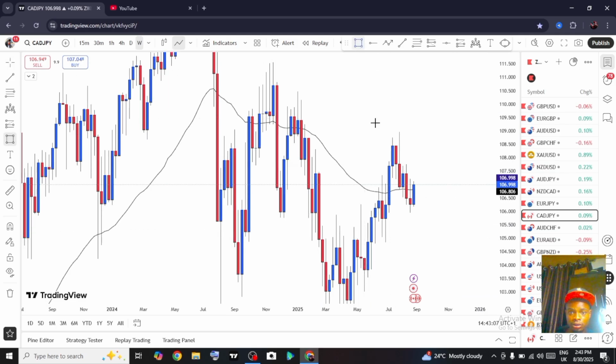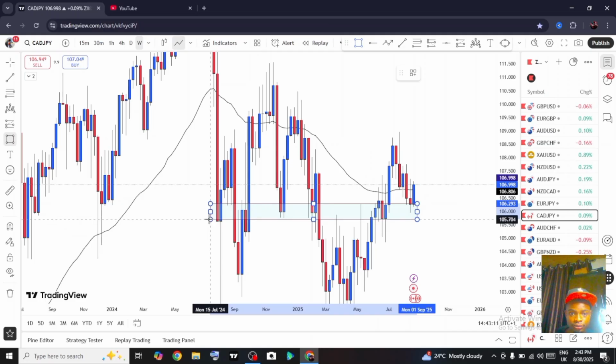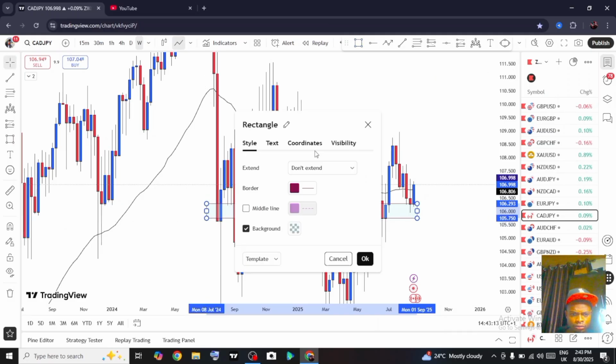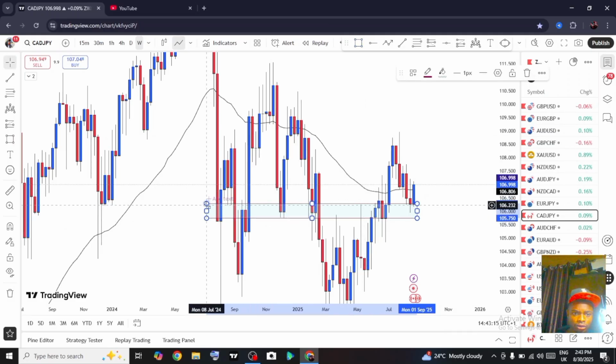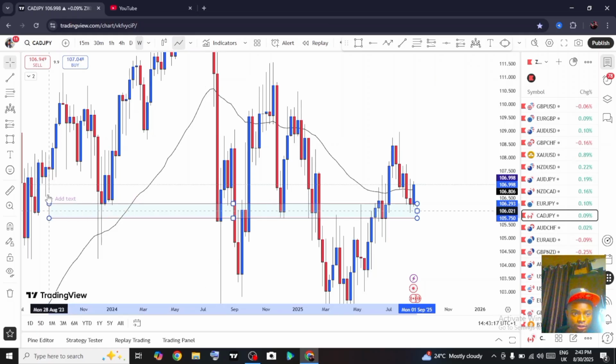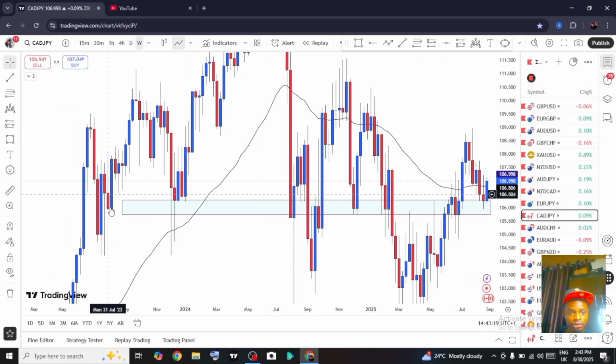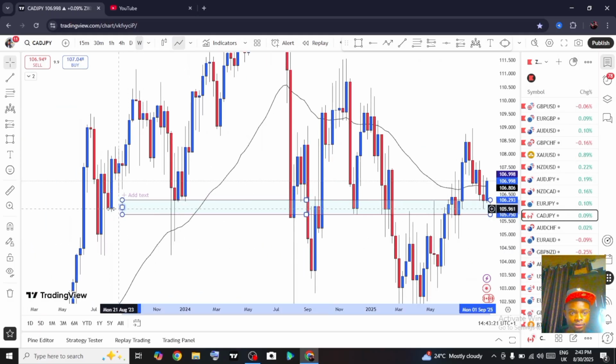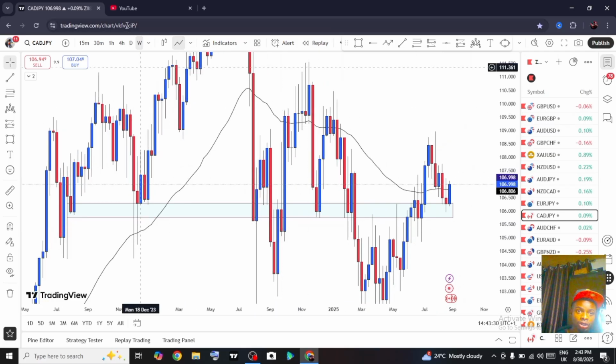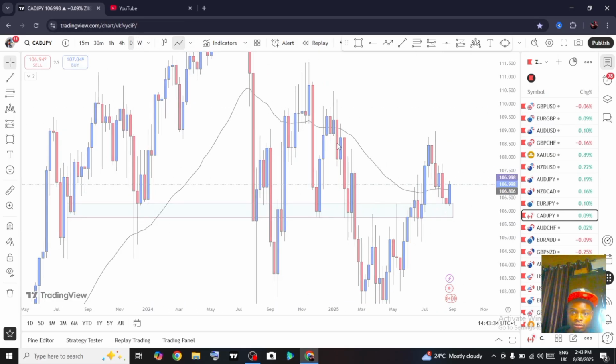So we have a little bit of area of interest right here. So this is the area of interest here on the weekly. So on the weekly, price has rejected from this area 1, 2, 3, 4, 5, 6, and 7 rejections from this area. So let us see how we can continue buying based on the weekly time frame.